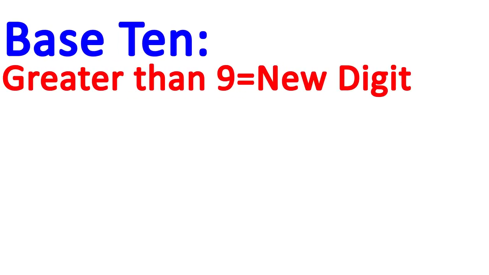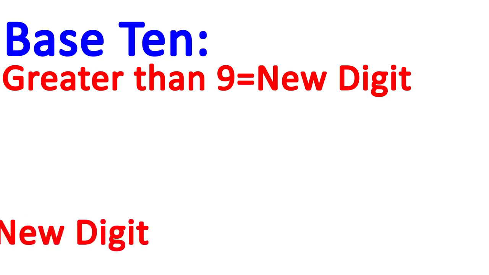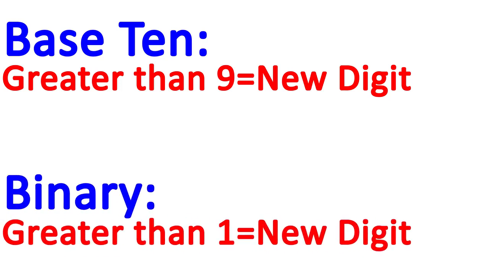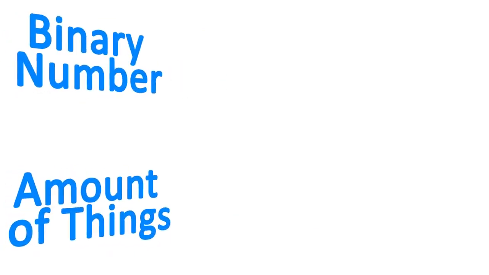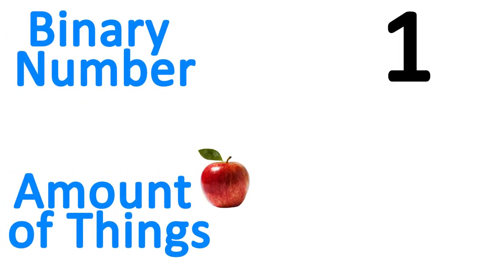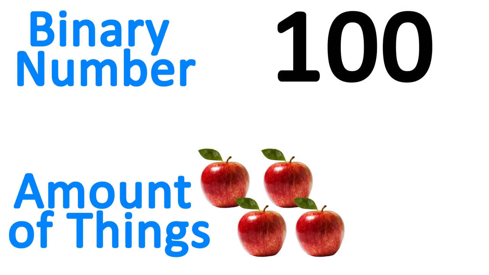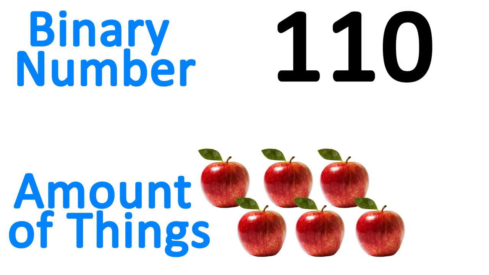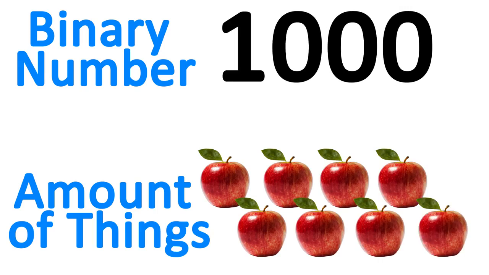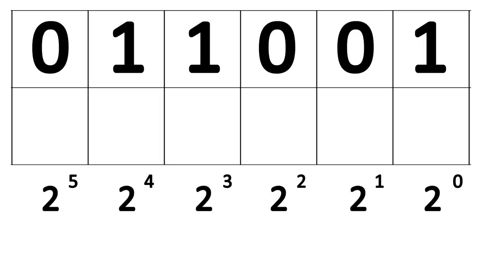Now binary works the exact same way as base 10 positional, but instead of each digit going from 0 to 9, it goes from 0 to 1. Counting upwards in binary sounds like this: 0, 1, 10, 11, 100, 101, 110, 111, and 1000. Because each digit of binary has only 2 values and not 10, each additional digit represents an increasing power of 2 rather than an increasing power of 10.